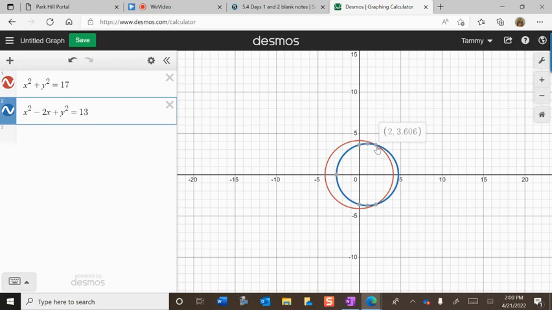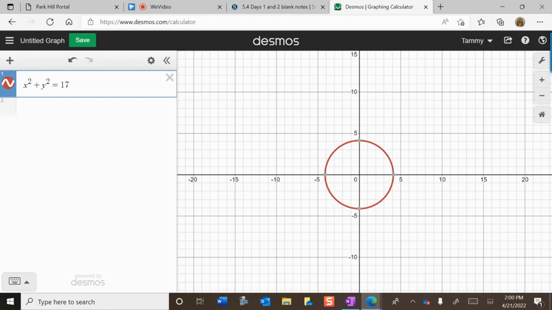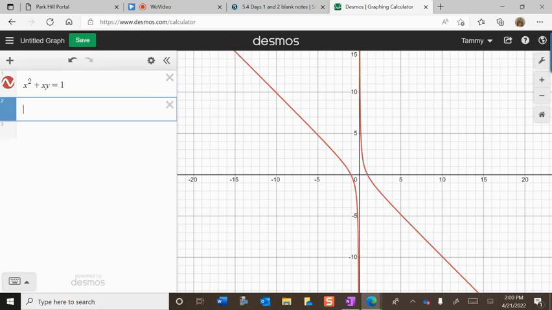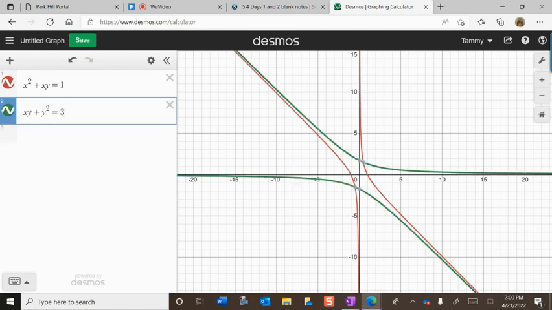Oh, I put the wrong equations in. How about the other one? Let's go here. Do the right equations. All right, so this one is x squared plus xy equals 1, and xy plus y squared equals 3. There we go. So where do they meet? It looks like that's 0.5 and 1.5, and then negative 0.5 and negative 1.5.